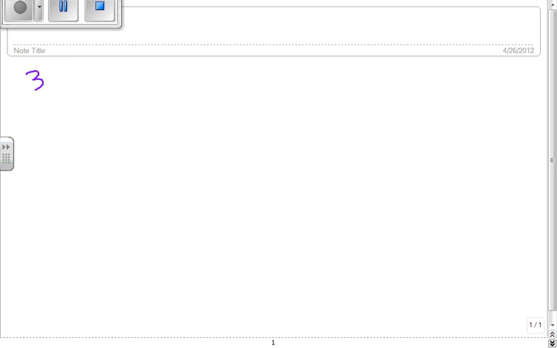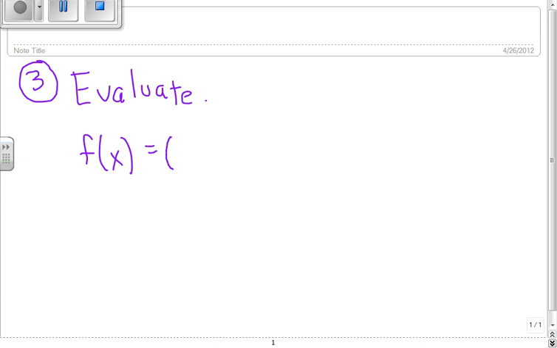Problem number 3 asks us to evaluate. We are asked to evaluate f of x is equal to 5 minus x quantity squared when x is 8. So we know that evaluation simply means to plug in this x value and figure out what we get.